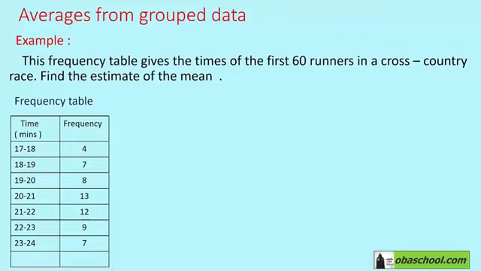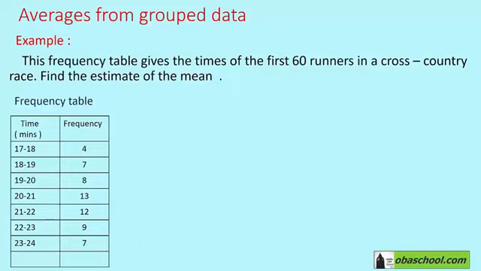The table has two columns. The left one is for the time, and the right one is for the frequency. If you take a closer look, the time is not given as an exact number. It is given as a range. For example, you have from 17 to 18 minutes. There were 4 runners that finished the race, which is the frequency. The frequency shows how many racers finished the race within that time range. The time ranges are 17 to 18, 18 to 19, 19 to 20, and so on. And the frequency shows how many racers were at the finish line during that time range.